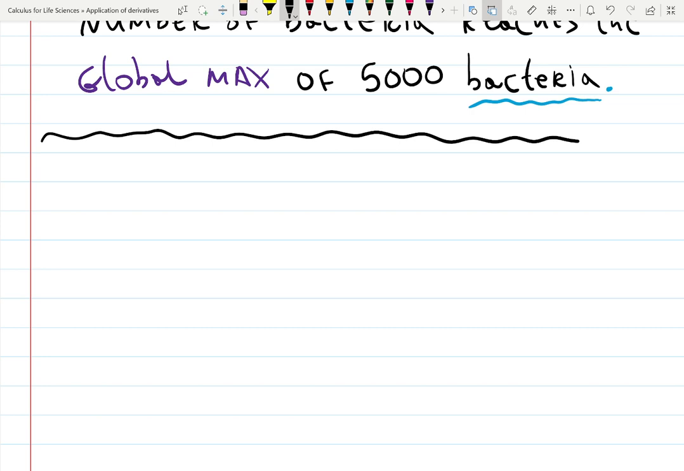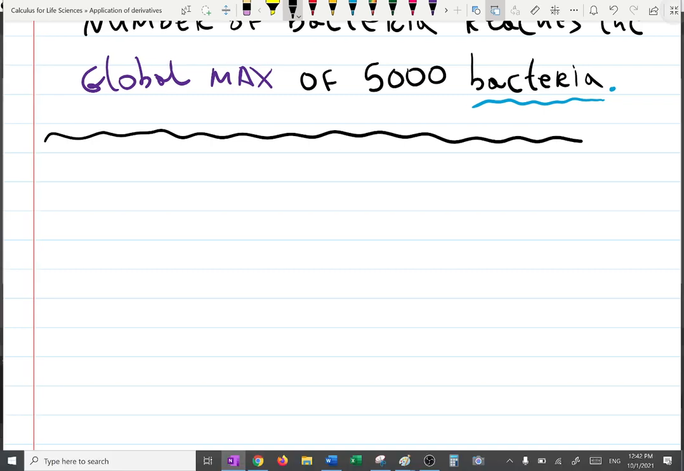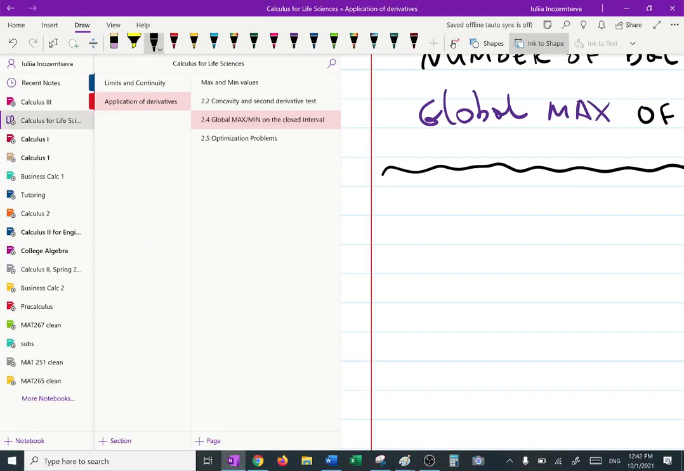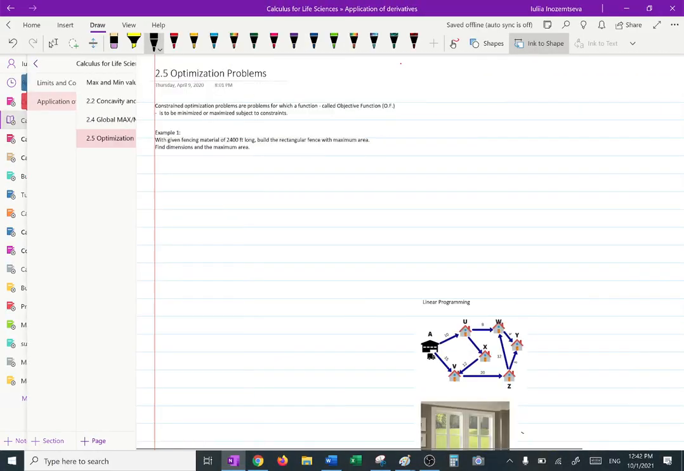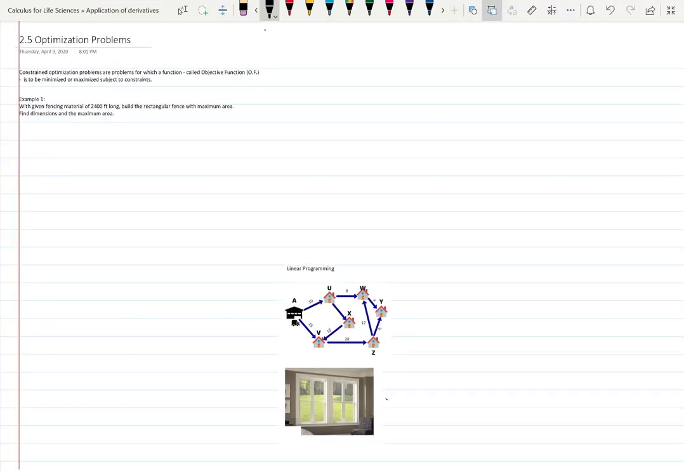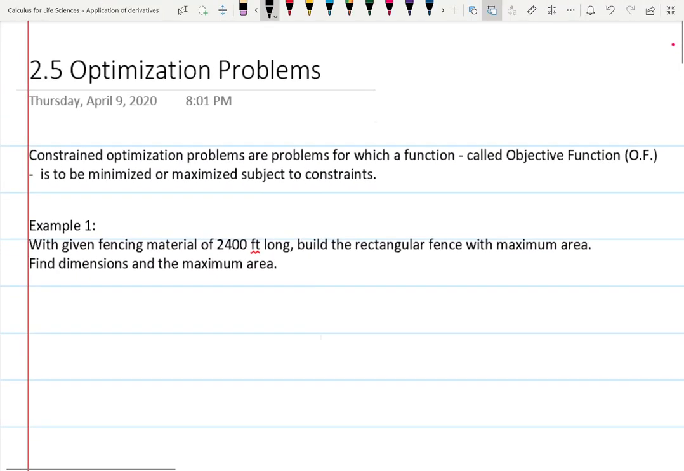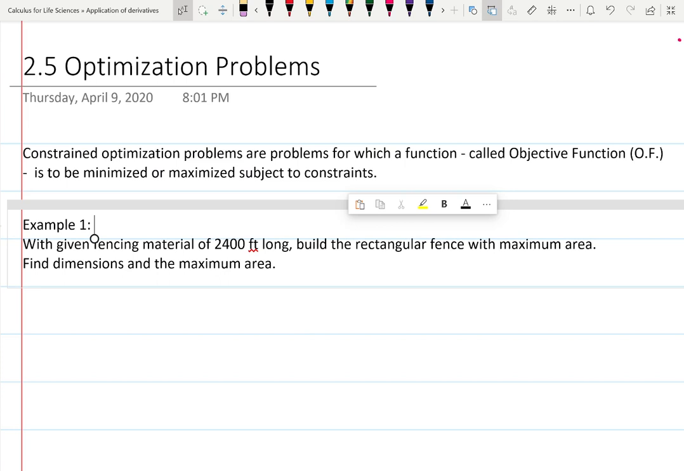So, let me think, should I show this example? Sometimes we just say, I'll show you this interesting example on the application problem. There will be more cool examples like this in 2.5. So let's have 2.5 and I'll show you more stuff. 2.5 is application problems, optimization problems.